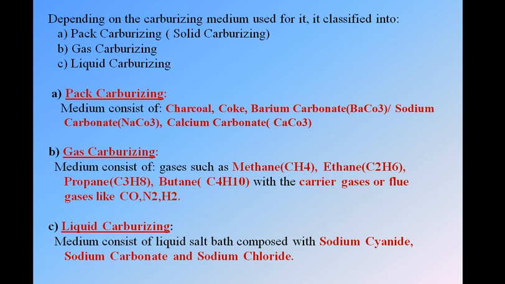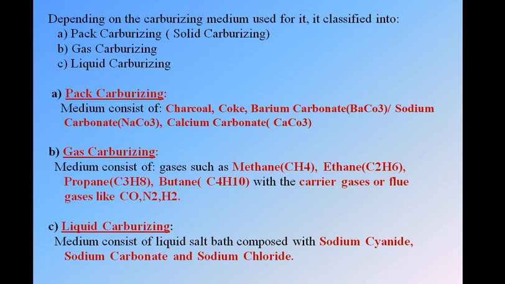Depending on that source, on that medium, we differentiate carburizing in three ways: pack carburizing, meaning solid carburizing, second gas carburizing, third liquid carburizing. We are adding carbon on the surface of the material, so we have some source, from that source we take the carbon and that carbon will be introduced on the surface of the material. Those sources or mediums will be discussed here.